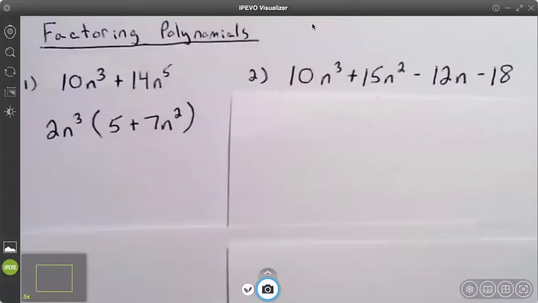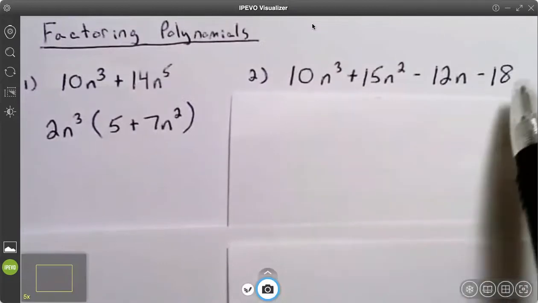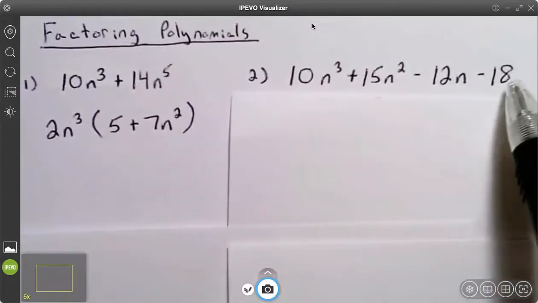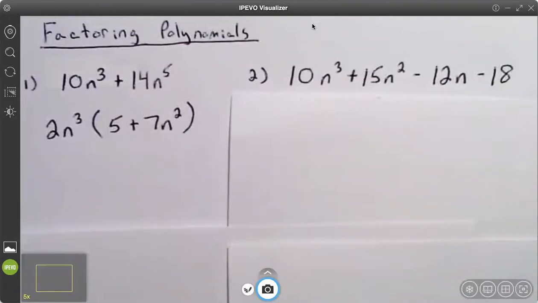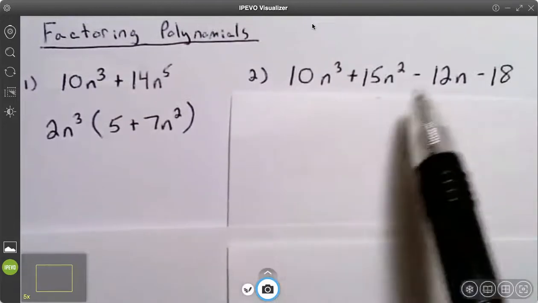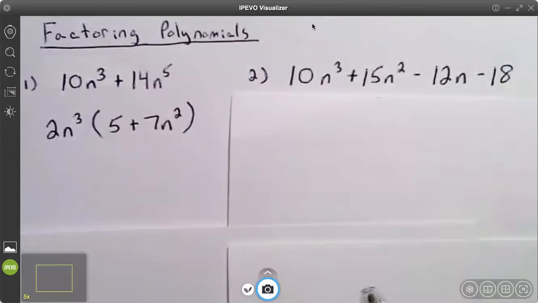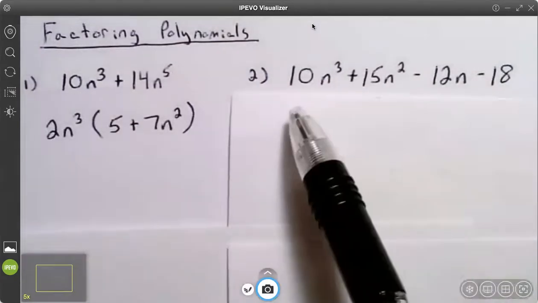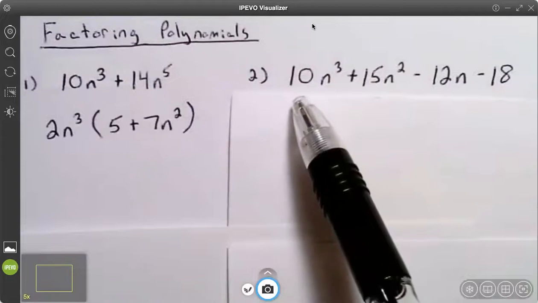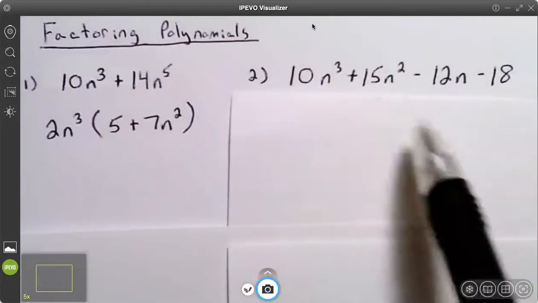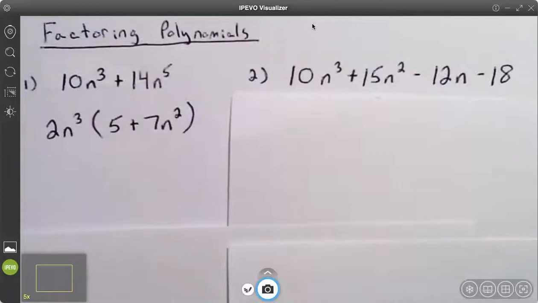On number 2, I have 4 terms in my polynomial. I first look for a greatest common factor. The fourth term is a constant, doesn't have any variables, so I know I cannot factor an n out. I notice I have 3 even numbers, but this one is not even, so that won't work. 3 will go into 15, but 3 won't go into 10. 5 will go into 10 and 15, but 5 won't go into 12 or 18. There is no greatest common factor on this 4-term polynomial.